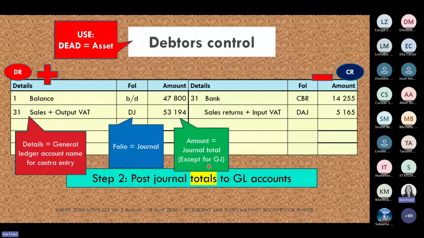So let's look at what it's going to look like in the debtors control account. So debtors journal on the debit side, cash book receipts, debtors allowances journal on the credit side. Details, again, is the contra account. So the opposite entry sits in sales and output VAT. In folio, I'm looking for the journal. So in which journal did I find this entry? And then for my amount, it's going to be a total unless I'm posting from the general journal. So the general journal is the only journal where we allow to post the individual transactions.